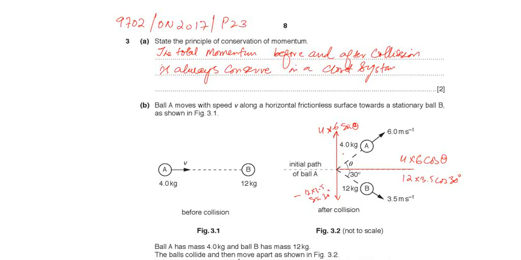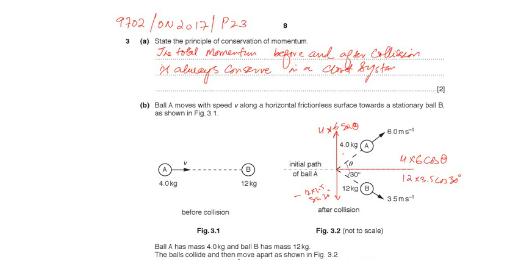9702 October November 2017 paper 2 variant 3, topic momentum, question number 3a: state the principle of conservation of momentum. The total momentum before and after a collision is always conserved in a closed system. Part B. Ball A moves with speed v along a horizontal frictionless surface towards the stationary ball B.